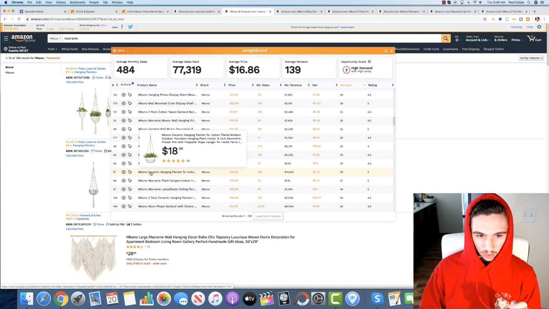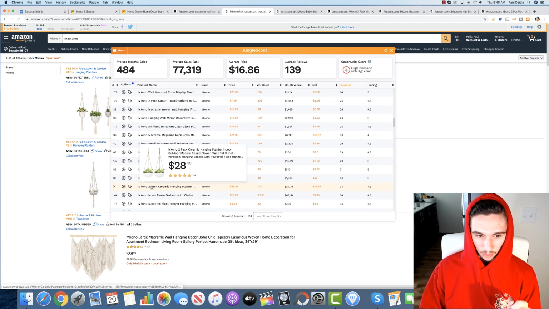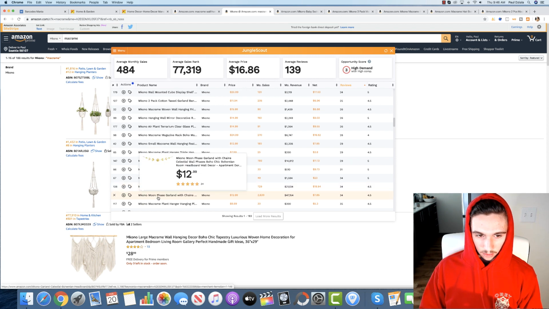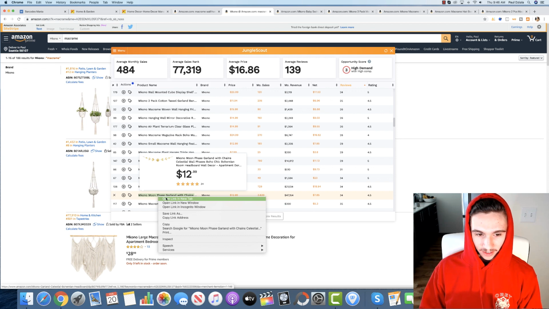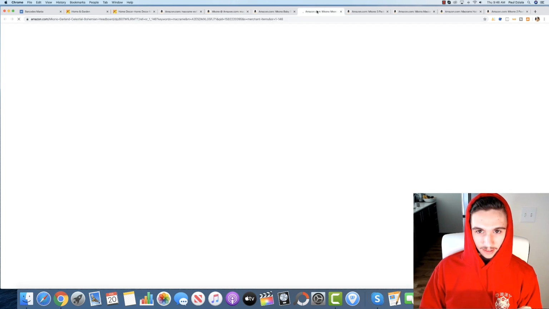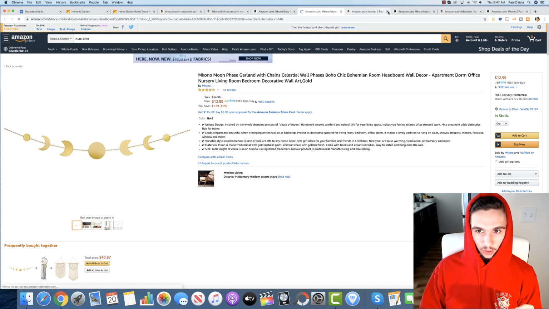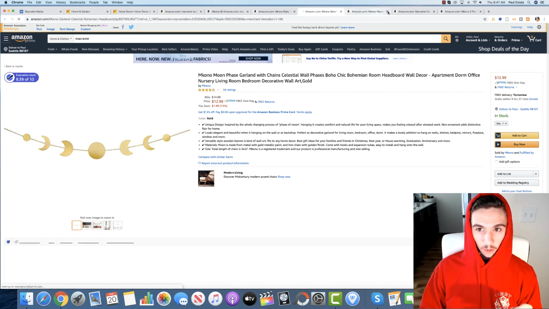So that's not actually macrame. That's just a big hanging planter. Those are doing really good. Ceramic hanging planter. Wow, those are crushing it. Oh my god. $47,000 a month. That'll make a grown man cry. I don't care what warrant says.